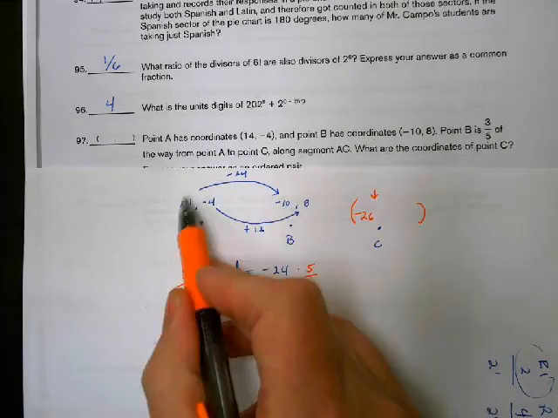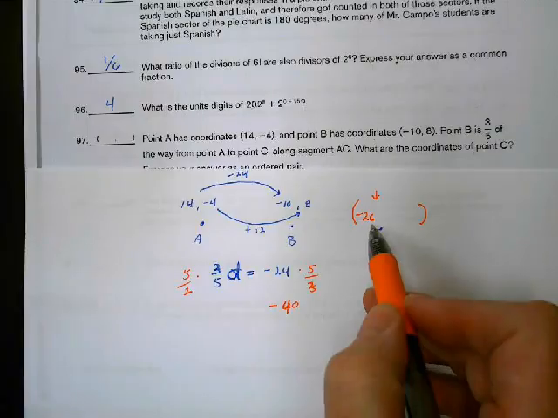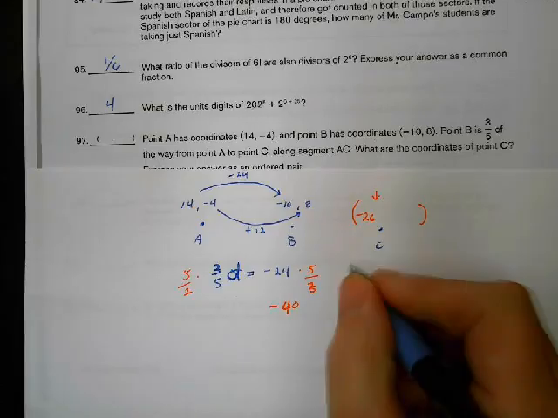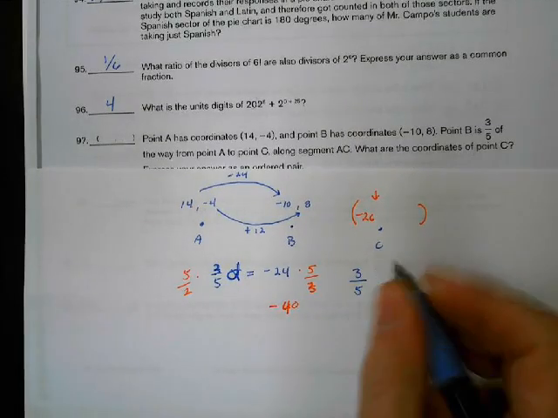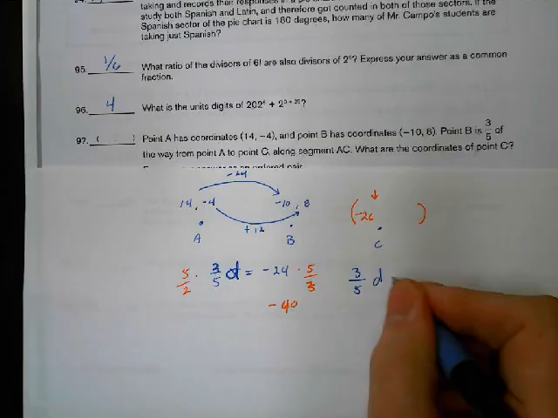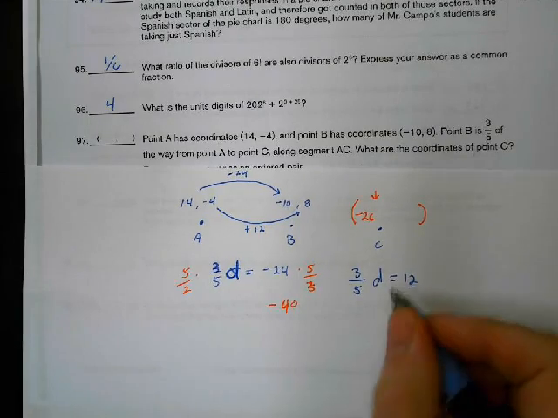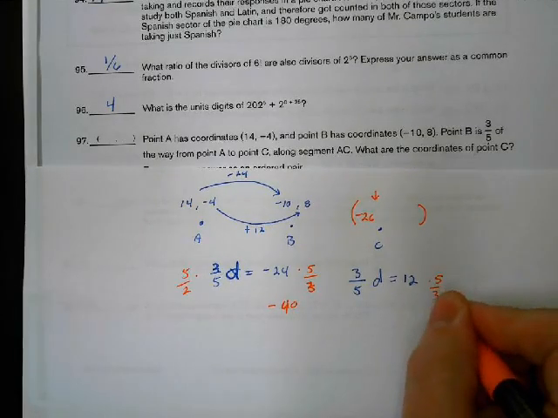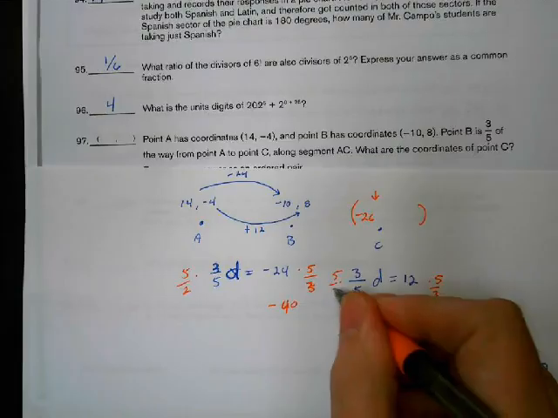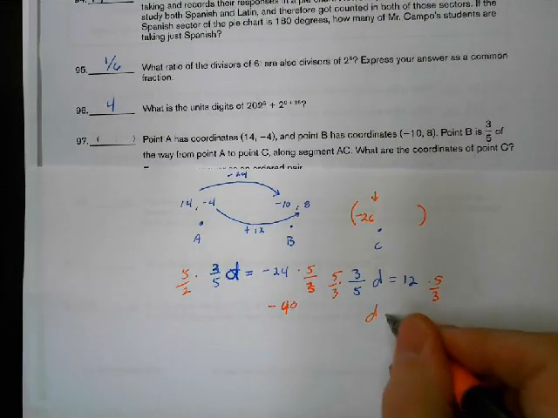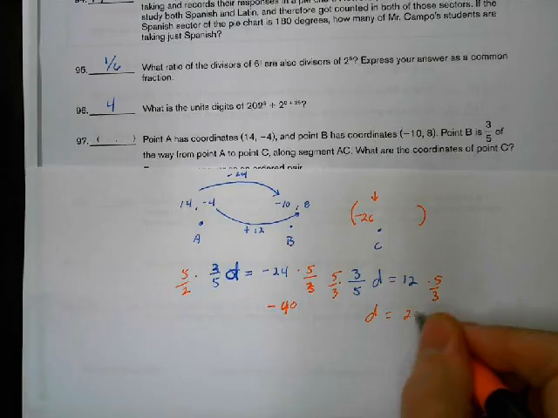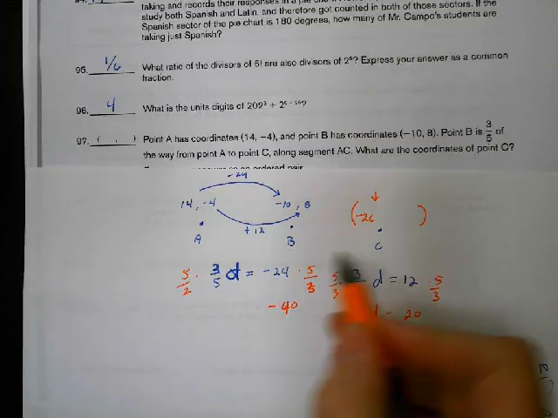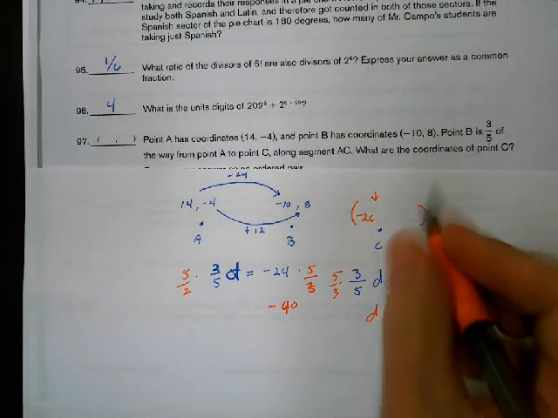I should move -40. For the y coordinate, we would do 3/5 of the distance between the y's is 12. So the actual distance multiplied by 5/3 on both sides. So that distance ends up being 20. So if I start at -4 and go the full distance of 20, this point should be 16. So our answer is -26, 16.